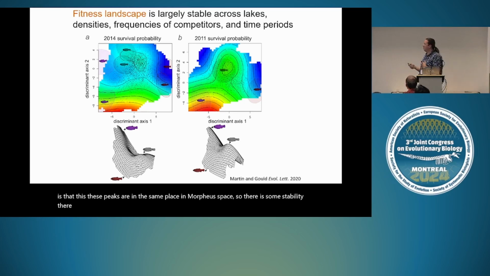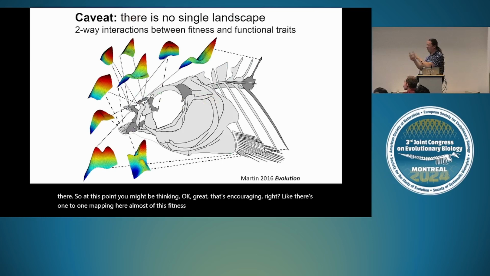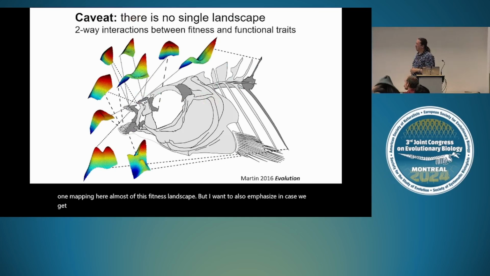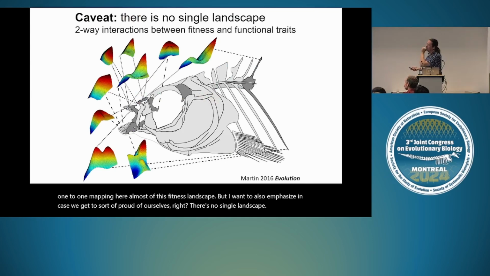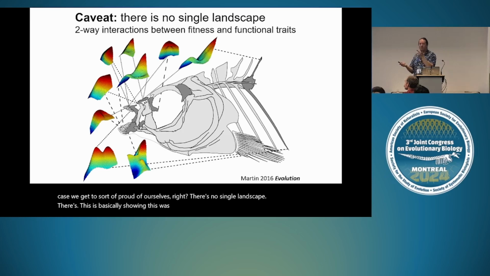So at this point, you might be thinking, okay, great, that's encouraging, right? Like there's almost a one-to-one mapping of this fitness landscape. But I also want to emphasize, in case we get too proud of ourselves, right? There's no single landscape. This was a slice of 2 dimensions out of just the 16-dimensional space that I measured from those traits, right? Whereas, of course, with phenotypes, maybe that's a million-dimensional, a billion-dimensional space, right?